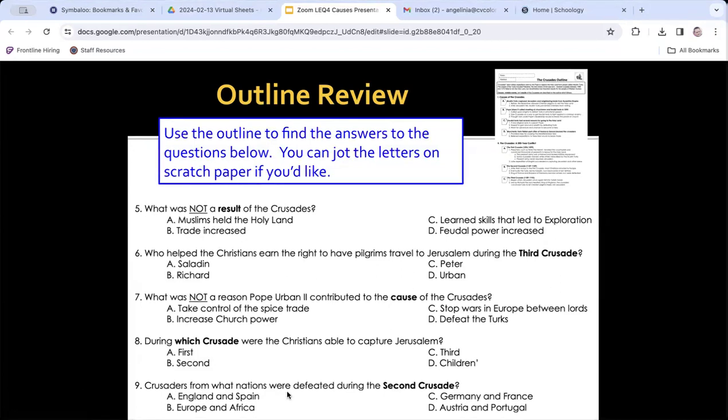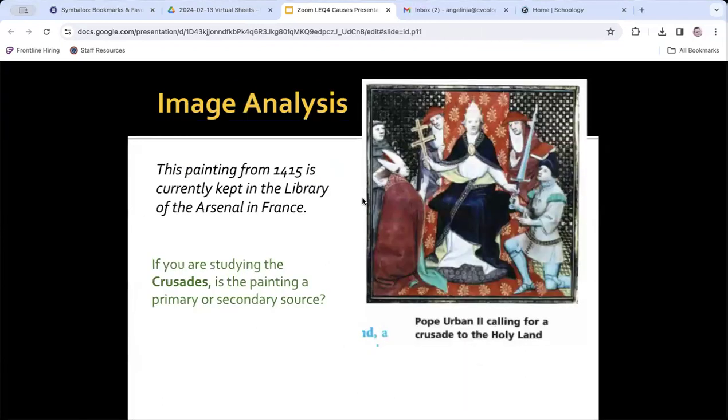And then number 9 is Germany and France, right? One of the things we'll notice as we look at the maps is that each crusade involves people from different parts of Europe. Even though they're coming together a little bit, they never completely unify. And so you have the Germans and the French in the Second Crusade, the British in the Third Crusade. And so they each are working a little on their own.